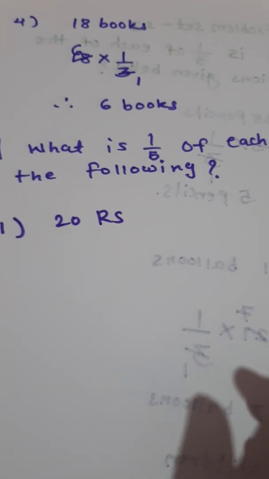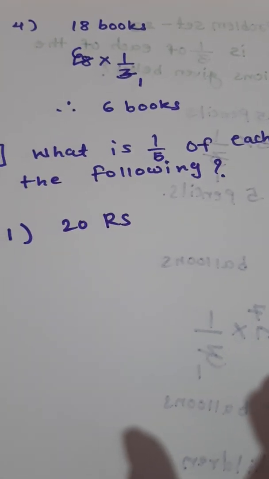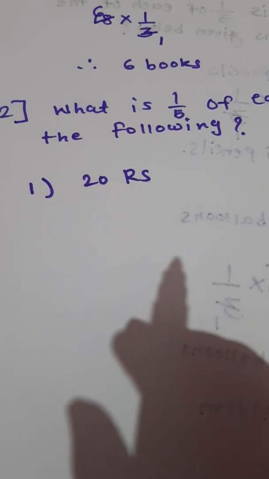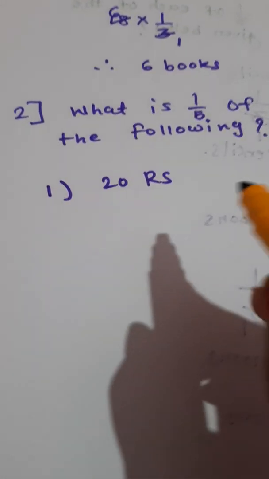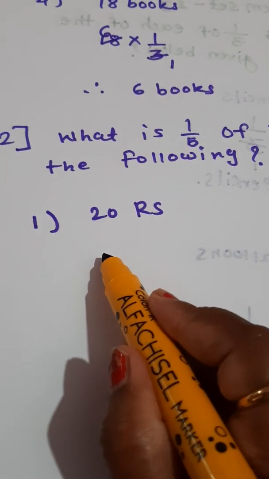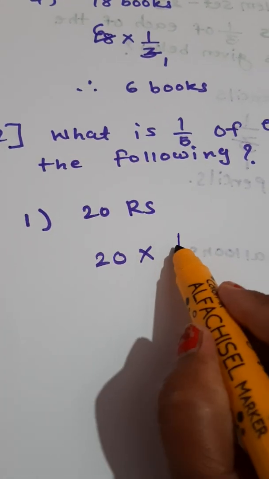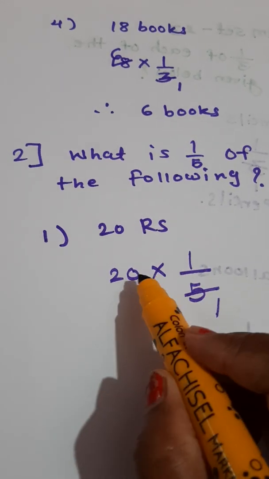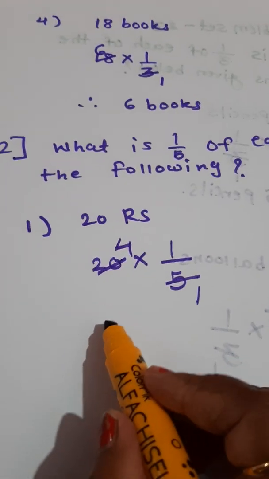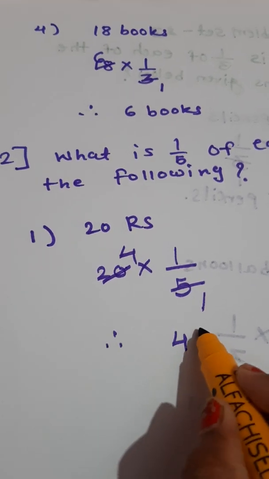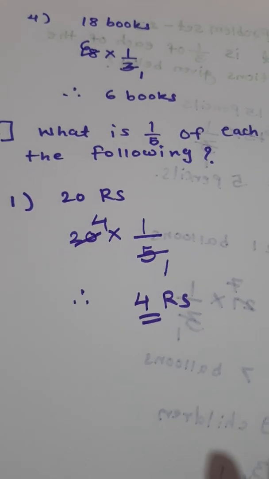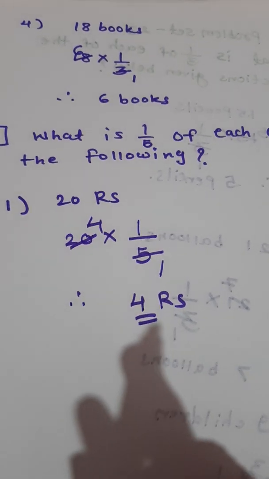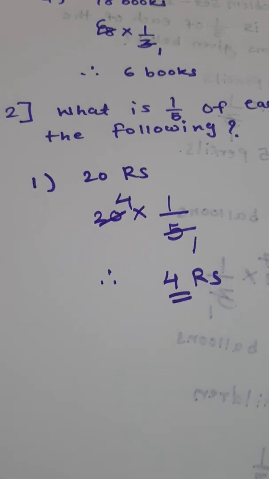In the above question, 1/3 of each collection is asked. In the second question, 1/5 of the following. So how to find out 1/5 of 20 rupees? The same way, 20 into 1/5. 5 1s are 5, 5 4s are 20. So what is 1/5 of 20 rupees? 4 rupees. If you arrange 4 rupees in 5 groups, 5 groups of 4 rupees, you will get a total of 20 rupees. This is the way to solve 1/3 or 1/5 of the given objects.